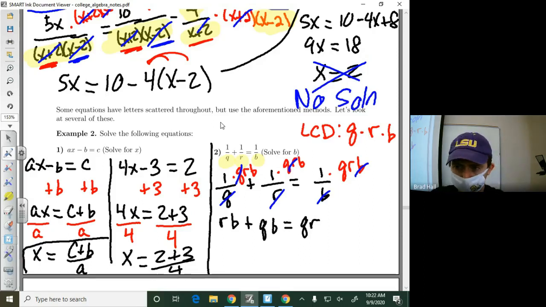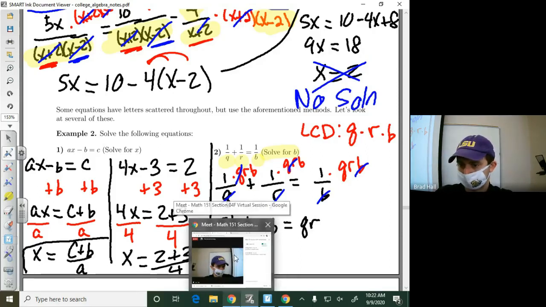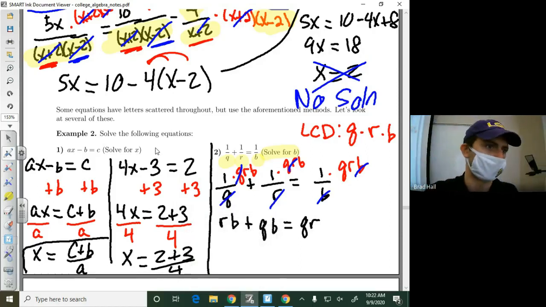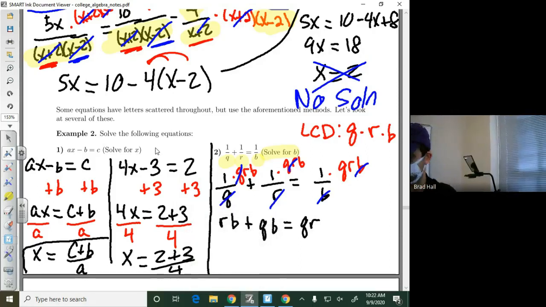And the problem, since there's not an X, naturally the question is, well, what are we even doing? We want us to solve for B. So somehow we need to get B by itself here. There's only one initial problem with that. Okay.